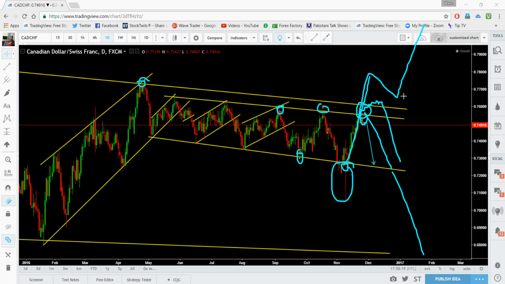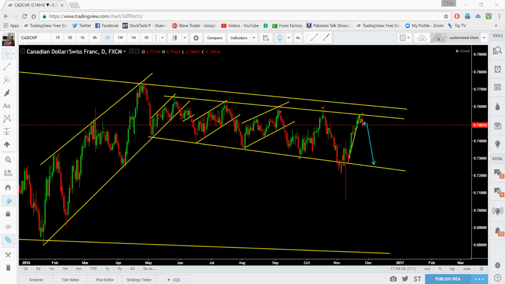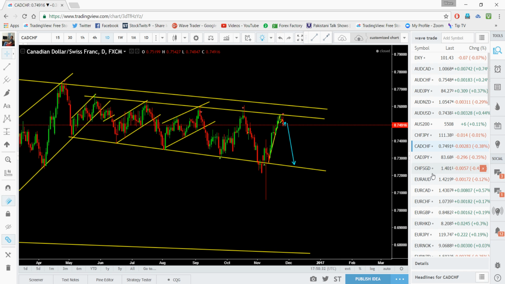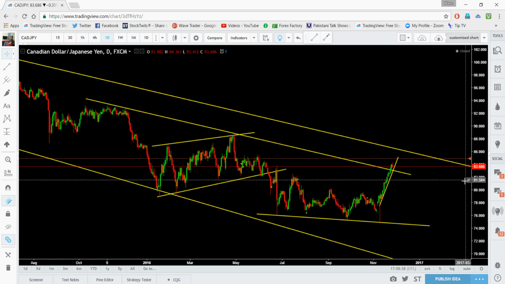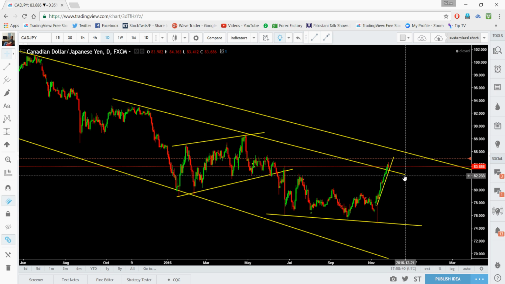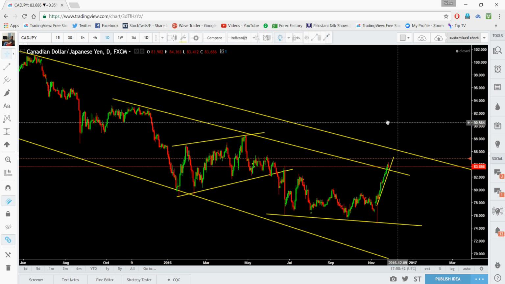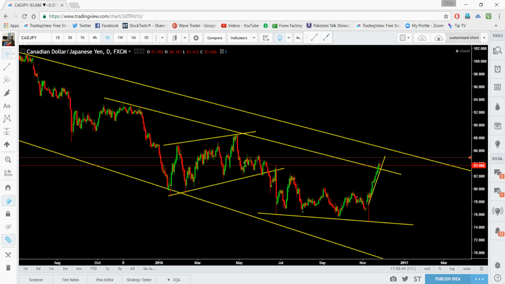right? So we're gonna look for the downside. You guys know already how we can get into the market once we get the price on our reversal point. So again, this pair is the same as your other yen pairs, yeah. So the trade we're gonna look for is this.